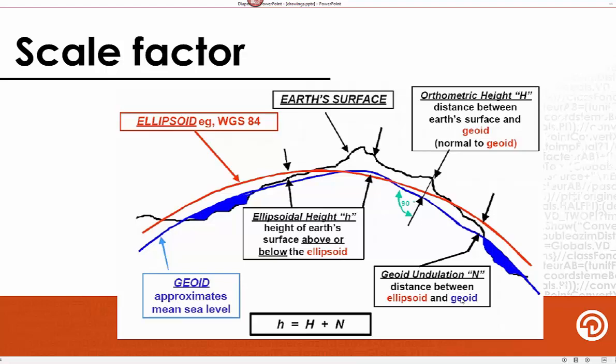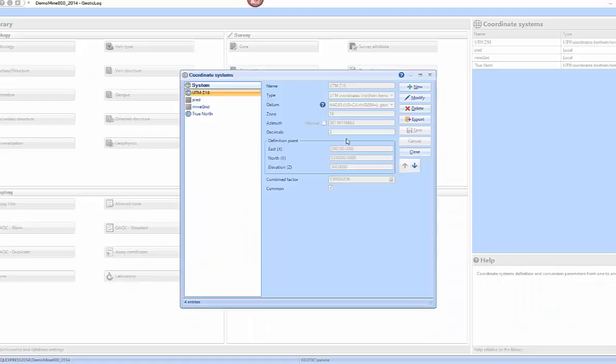So the combined factor that is found in Geotic, this little thing here called combined factor when you set up your coordinate system, is actually the scale factor multiplied by the altimetric factor.